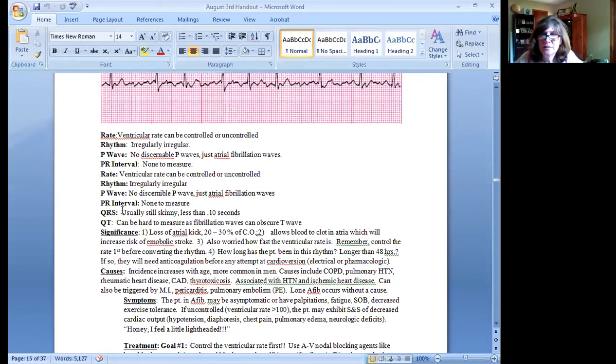Significance. There's some important things you have to think about. Number 1, when the atria isn't contracting well and pumping that fluid forward down to the ventricles, you lose that atrial kick. That's 20 to 30% of your cardiac output. That's significant. 2, blood in the atria will just clot.